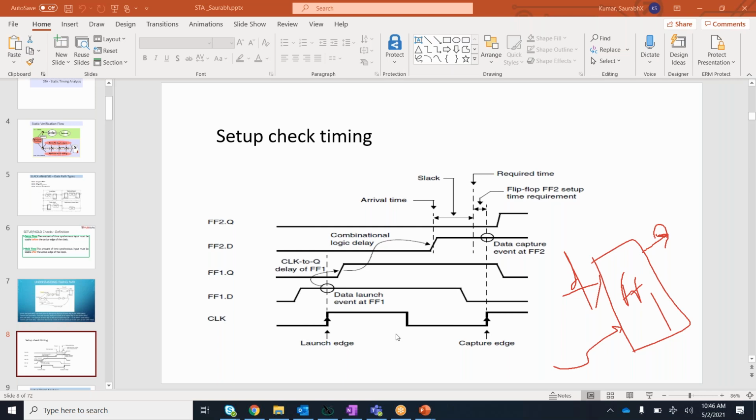So this will be the delay, that is called the propagation delay of the flip flop from clock to Q pin. Now, once we have this data available here, it will have some combinational delay. That delay will exist in between the flops. I have one flop here. So this is the launch flop, this is the capture flop. Between them there may be some combinational logic, so it will also take some time.